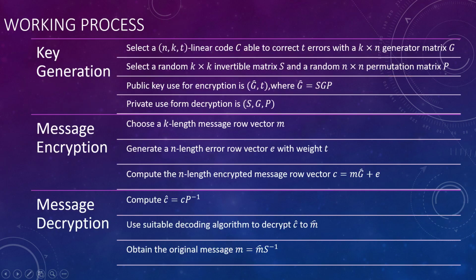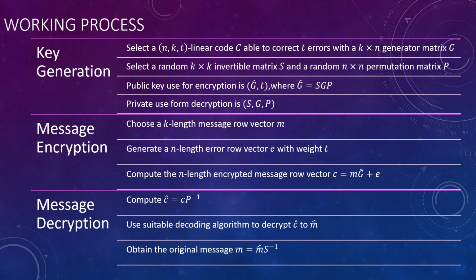So let's talk about the working process of the McEliece Cryptosystem. In the key generation, we first need to select an (n, k, t) linear code which is able to correct t errors. What that means is that it has a k by n generator matrix. When the message is multiplied by the generator matrix, it generates an n-length linear code word, which is within the linear code C, and the message is k-length.